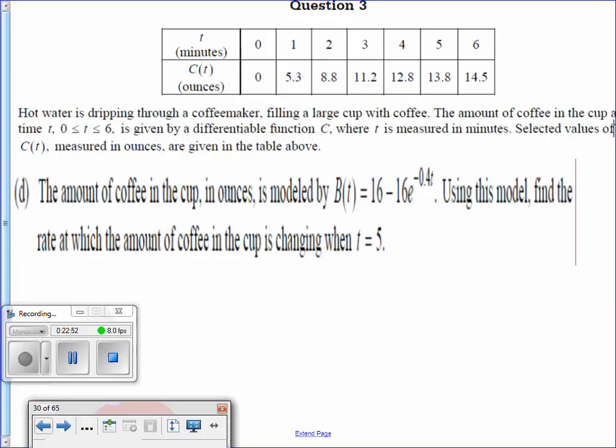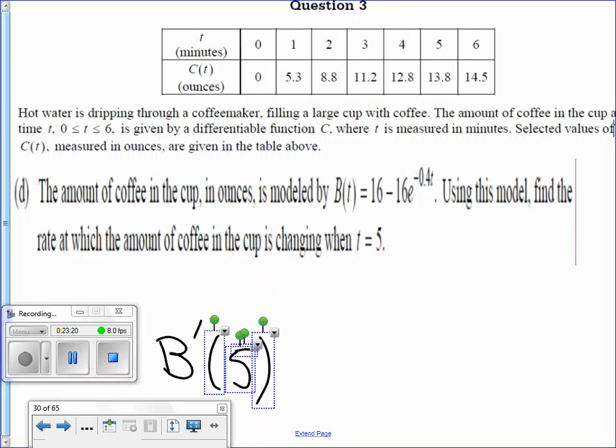When you see that, the rate at which something's changing, what do you think of? The rate at which anything changes is its derivative. So they're saying, find the rate at which the amount's changing. So find the derivative of this function when t is 5. So I've got to get the derivative of this function without a calculator and plug in 5.